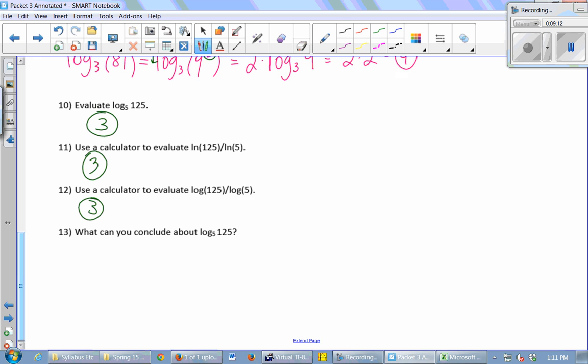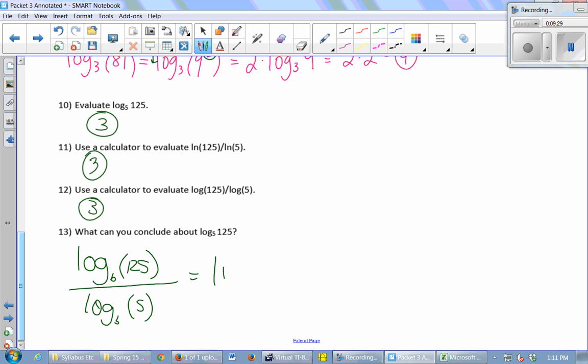So what can I conclude about log base 5 of 125? Well, I can take log base anything of 125 and divide by log base the same thing of 5, as long as you do the same on the top and the bottom, and that will give me log base 5 of 125. So it's easiest or most useful if you use a base of 10 or of e, because your calculator has those buttons. That one's called the change of base formula.